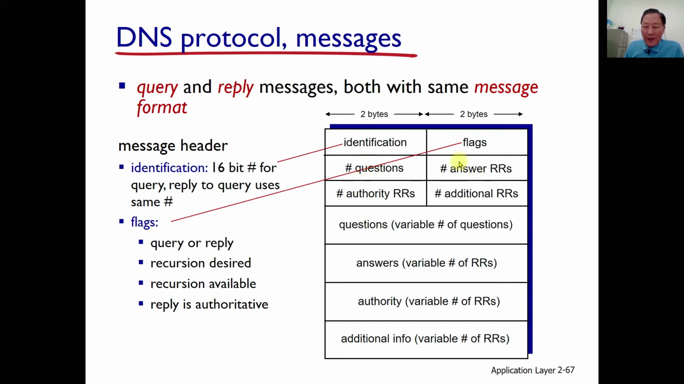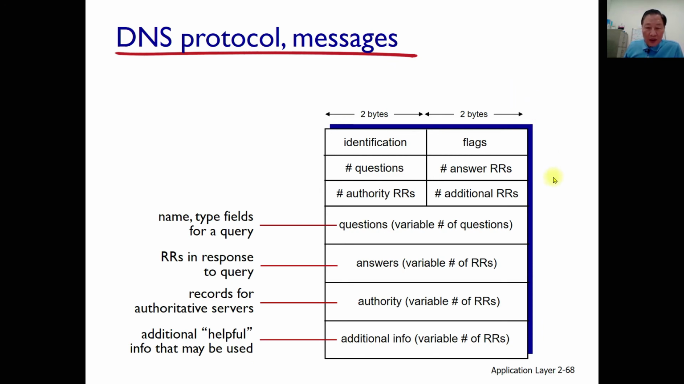And how many questions, how many answers, how many authority resource records, and how many additional resource records. Those are explained in the next slide. Questions are here, depending upon the question number. The answers, the number of resource records, are different depending upon that number. Also, the authority and additional resource records are different depending upon the number shown here. Thus, this part is variable.